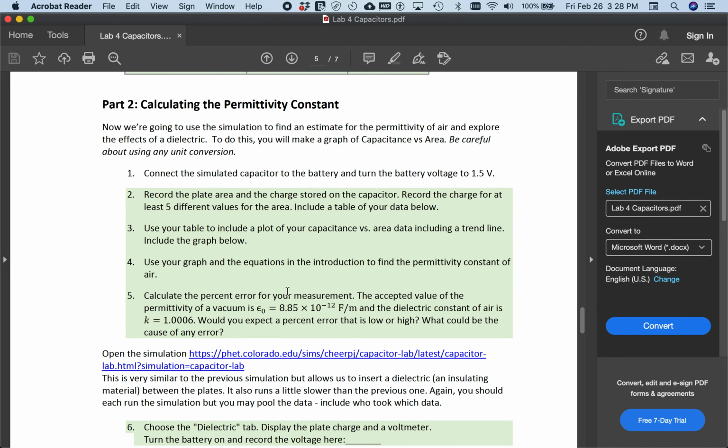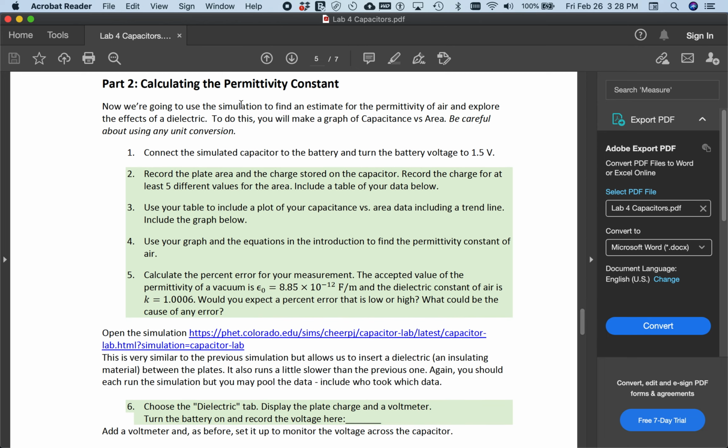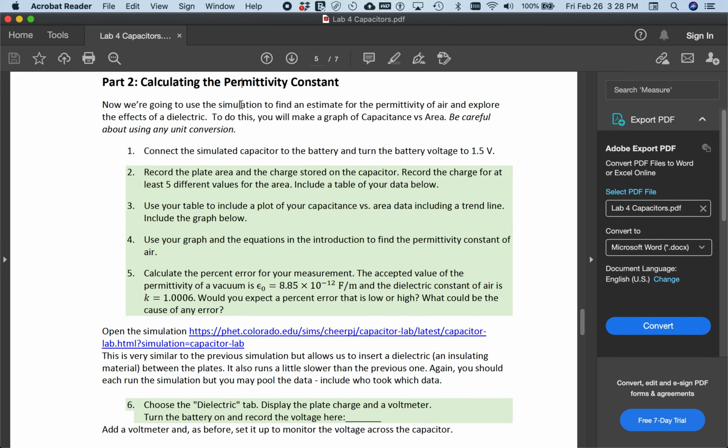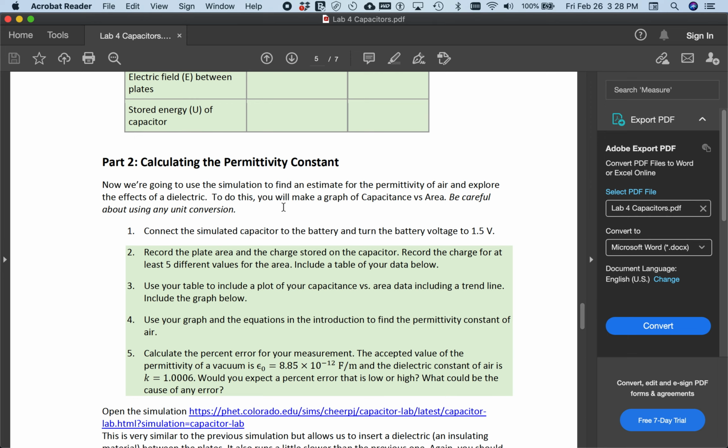Part 2 is about calculating the permittivity constant. They are going to be calculating the permittivity constant of air. If you remember the equation, C equal to epsilon naught A over D, that's what they should use. For this part, you will make a graph. The students will be using a graph of capacitance versus area, and then they will look at the value of the permittivity constant.